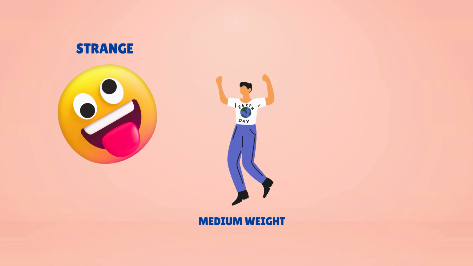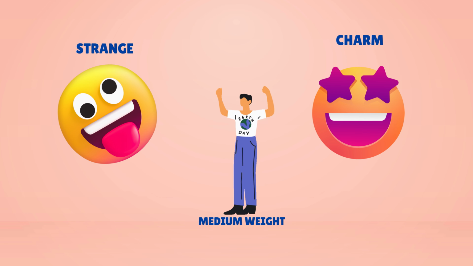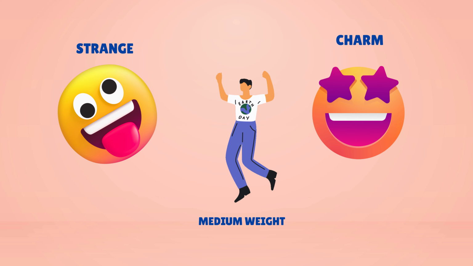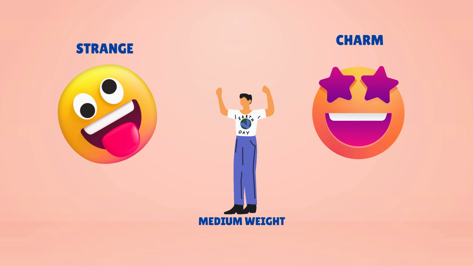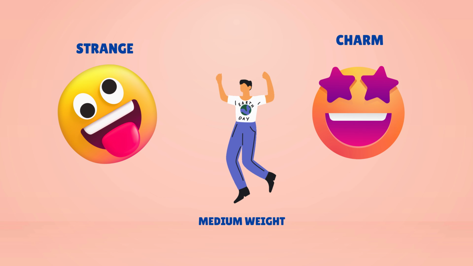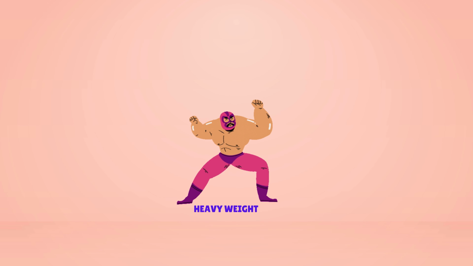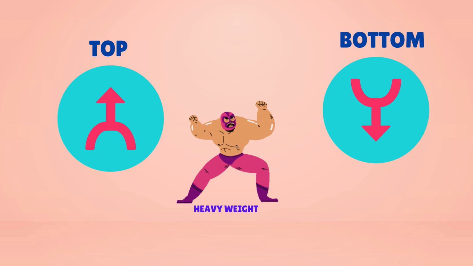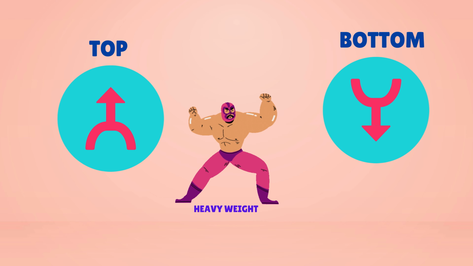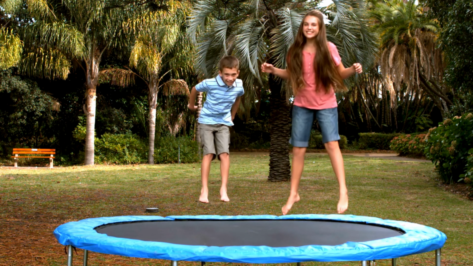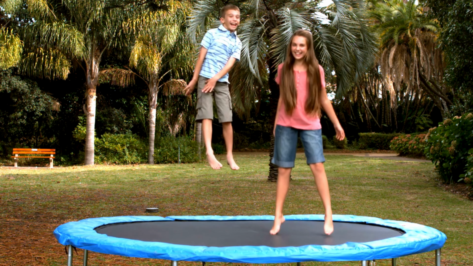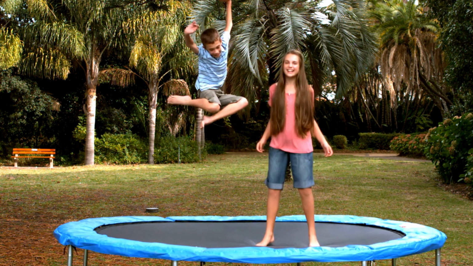Medium weight people are like strange and charm quarks. These quarks need less energy to jump because they have a medium mass. They require less energy to start moving compared to the lightest quarks and stay in motion for a bit longer because their higher mass helps them maintain that movement. Heaviest people are like top and bottom quarks. These quarks need the least energy to jump and move. Their higher mass means they don't need much energy to get started, and once in motion, they stay moving for the longest time compared to the lighter quarks. In short, the heavier the quark, the less energy it needs to move and the longer it stays in motion.